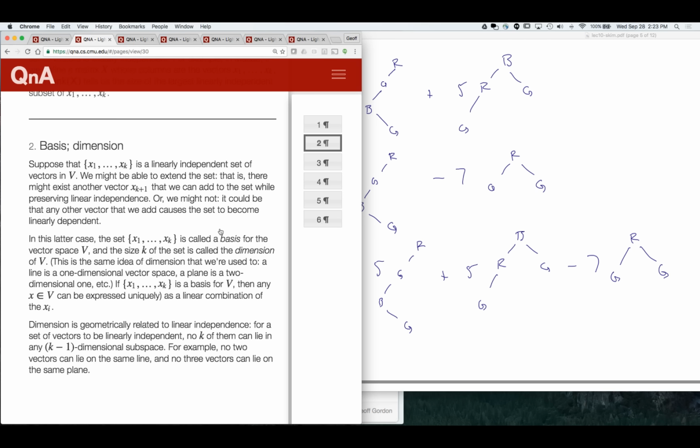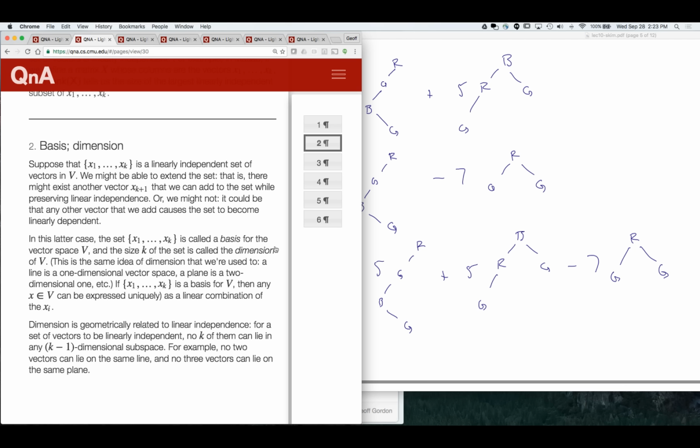And this is the idea of dimension that we're all used to, right? A plane is a two-dimensional vector space. We live in a three-dimensional world, right? So R3 is a three-dimensional vector space. A line is a one-dimensional vector space. A point is a zero-dimensional vector space.